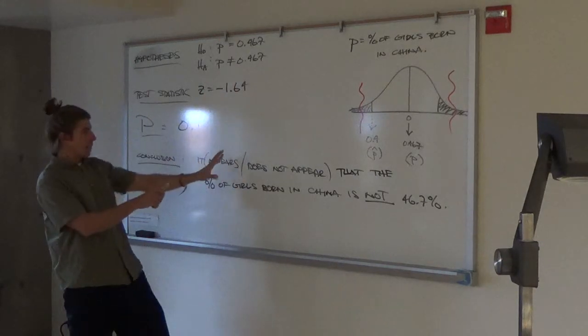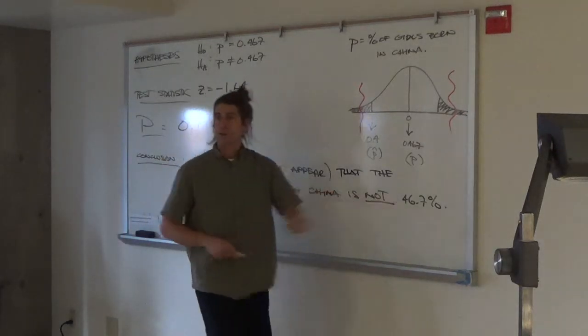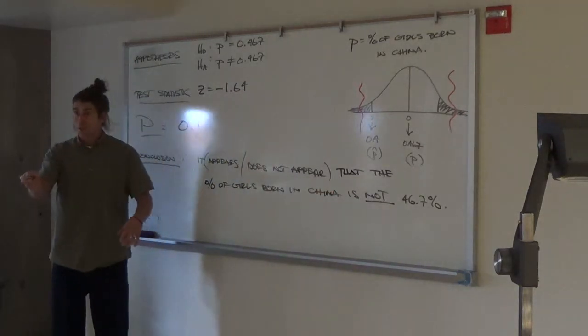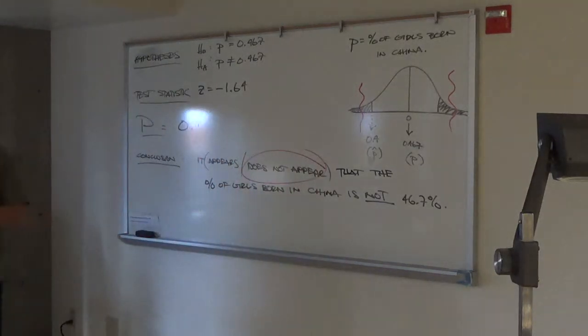So read it again. It blah blah that the percentage of girls born in China is not 46%. That's your claim. So it does not appear. It does not appear that it's not 46.7. Some of you are going to say, well, that's a stupid statement. Why don't we just say it is? If it is not, the double negative, call it is.